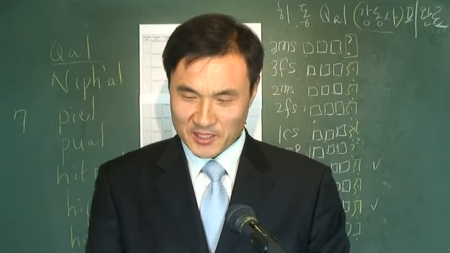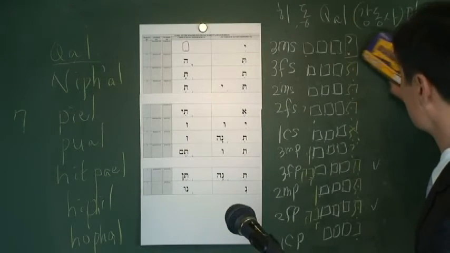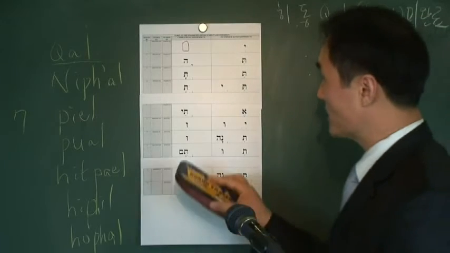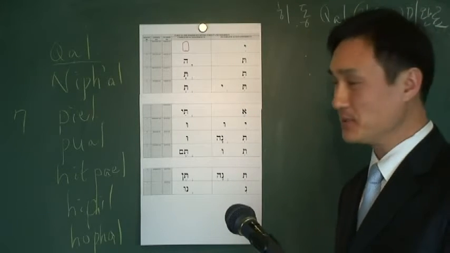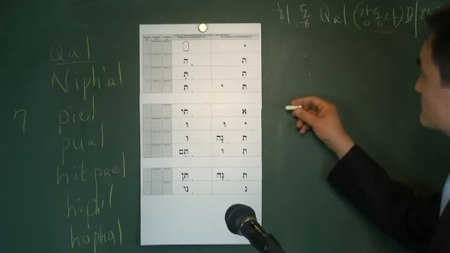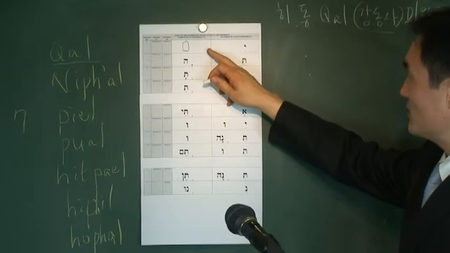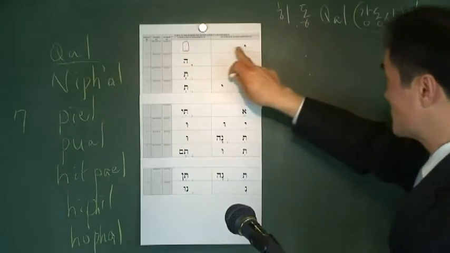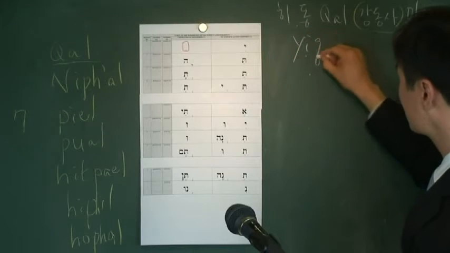Now let's apply the different forms to the verb malak. Before we apply them to malak, let's review the 7 forms of the imperfect verb form. The perfect form of Hebrew verbs is the kal. The name of the imperfect form of the kal form is yikto.